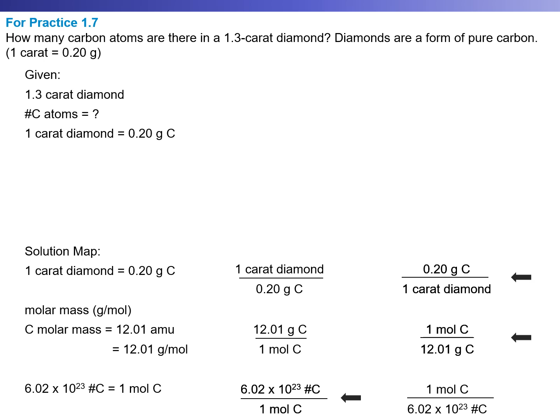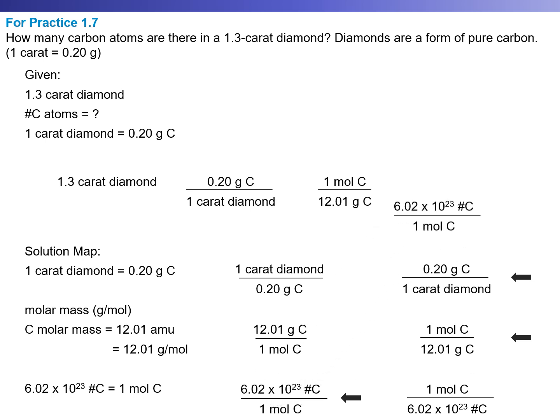So while we still have all of this on the screen, let's set up the equation. Put all the conversion factors in and start with that. So I always like to start with what I'm given, which is 1.3 carats of diamond. And our first conversion factor is going to be this one right here, 0.2 grams of carbon over 1 carat of diamond. Our second conversion factor is going to be 1 mole of carbon over 12.01 grams of carbon. And our third conversion factor is going to be 6.02 times 10 to the 23rd number of carbon atoms over 1 mole of carbon.